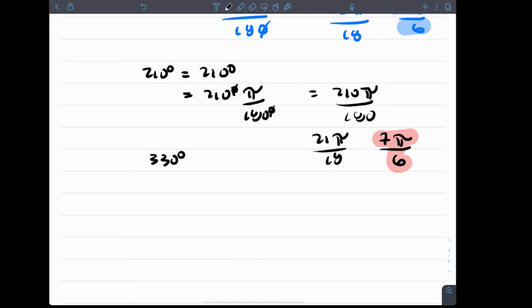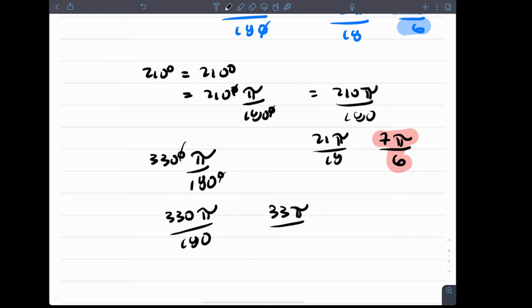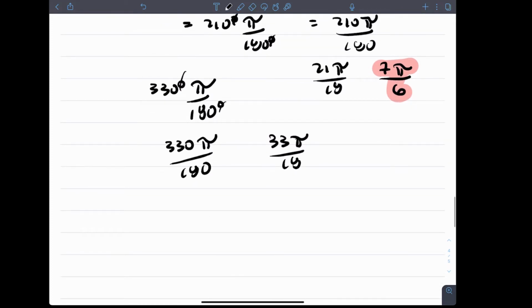330. Okay, and again, do you have to do it exactly like I'm doing this? You can start by putting pi over what? 180. Get rid of your pi. What is this? 330 pi over what? 180? 33 pi over what? 18? 3 goes into 33 how many times? 3 goes into 18 how many times? 6. 11 pi over 6.